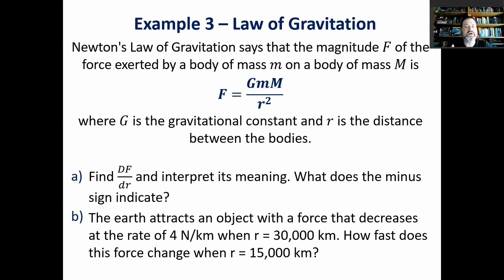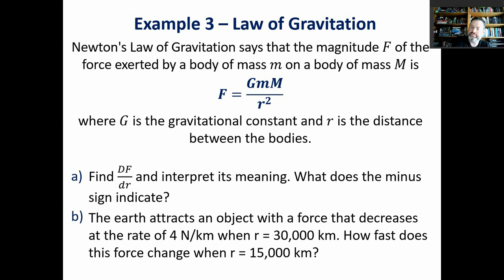So let's find dF/dr and interpret its meaning. Then we're going to talk about the minus sign. Then we'll come back and we'll look at part B. So part B just tells us that, let's say the Earth attracts some object with a force that decreases at a rate of 4 newtons per kilometer when R equals 30,000 kilometers. Right? So think about what it's saying.